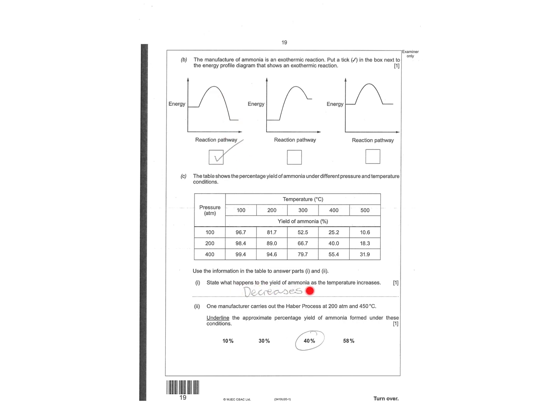State what happens to the yield of ammonia as the temperature increases. So yield of ammonia decreases as the temperature increases. Underline the approximate percentage yield of ammonia formed under these conditions. 200 atmospheres of pressure is by here. 450 is going to be between here and here. The closest one to 450 is that one. So I've actually made a mistake there. It's going to be that one because it's going to be between them 2 numbers. It's not going to be that number. Okay, sorry about that.